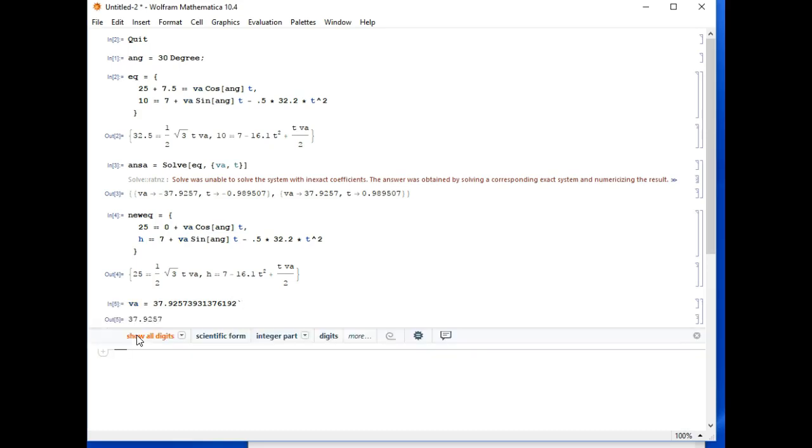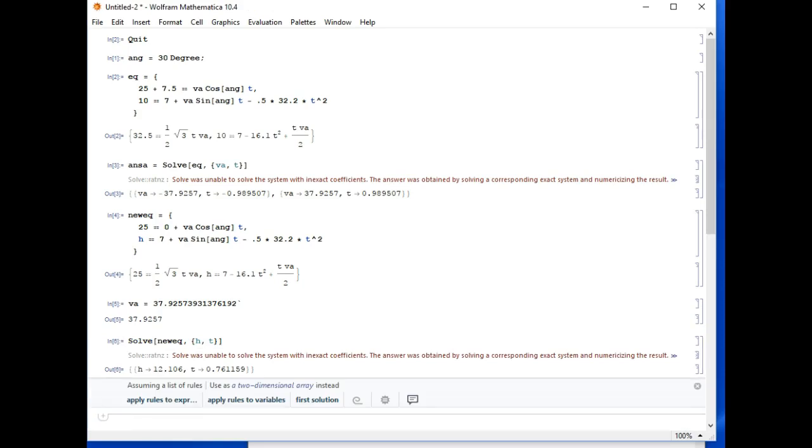All right, so I hit enter, and now it knows what VA is. This time I want to solve the new equations, for H and the new T, and boom, there are your answers. So H is 12.1, which would be in feet, and the time is 0.76. Compare the time to what you had before. It's less time, obviously, because it should clear the player's hands and then go into the net. So that's the solution for that one. And I'll post this on the YouTube.